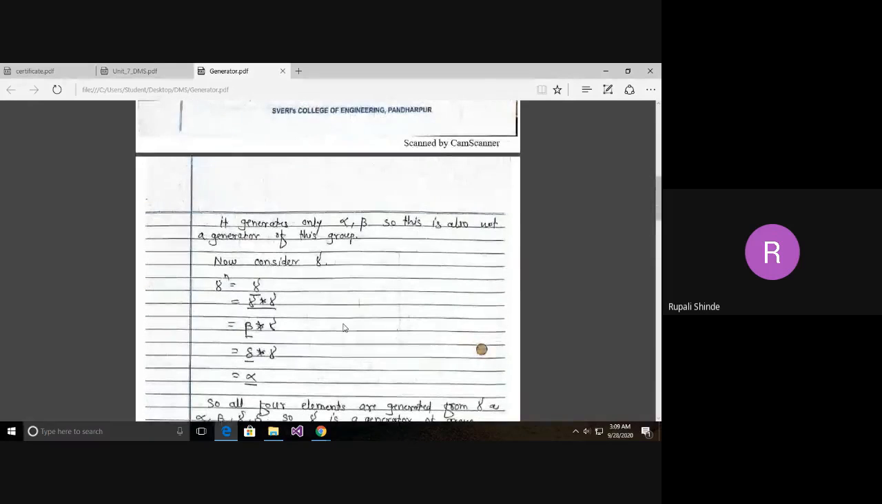So have you understood the meaning of this generator? How to check it? Yes, ma'am. Okay.